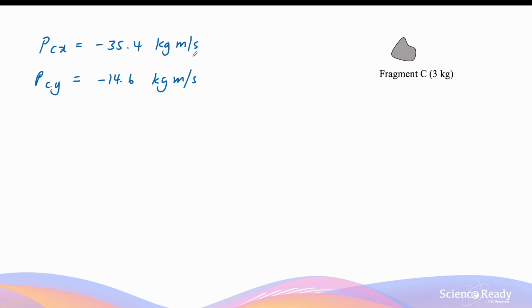Now that we have calculated the momentum for fragment C in both the x and y direction, we can draw this onto the vector diagram. So in the horizontal component, the momentum is negative 35.4. So let's draw a vector towards the left because this is the negative direction in my diagram. And the momentum here is equal to minus 35.4 kilograms meters per second. The momentum in the y direction is also negative 14.6 kilograms meters per second. So I have to draw a vector going down like this. So this is minus 14.6.